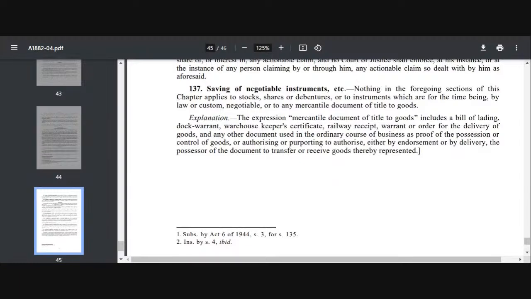So it talks about mercantile goods, document of title and all. Under 137, you will see that documents which are in the nature of negotiable instruments are also exempted from the operation of the provisions of this chapter, right? Mercantile document of title to goods is already enumerated in the explanation. That transfer is governed by law or custom of the merchant. Right? So this is it from section 1 till section 137.